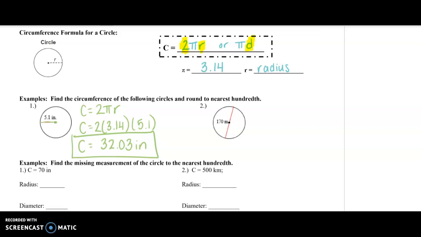And it's just like perimeter in the sense that it's not squared, it's nothing like that, it's just the unit. In number 2, this is where you might want to use pi d. You don't have to. You could divide 170 in half and know that each radius from here to here would be 85, and then from here to here would be 85. And then you could use 2 pi r. But you don't have to do that for circumference. So the circumference is going to be 3.14 times 170.